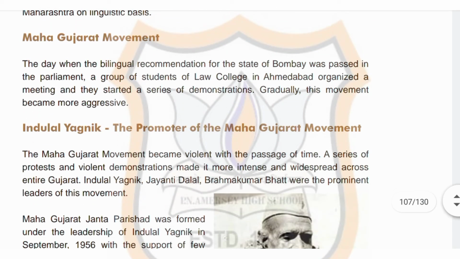Now, the Maha Gujarat movement. The day when the bilingual recommendation for the state of Bombay was passed in Parliament, a group of students of Law College in Ahmedabad organized a meeting and they started a series of demonstrations. Gradually, this movement became more aggressive.